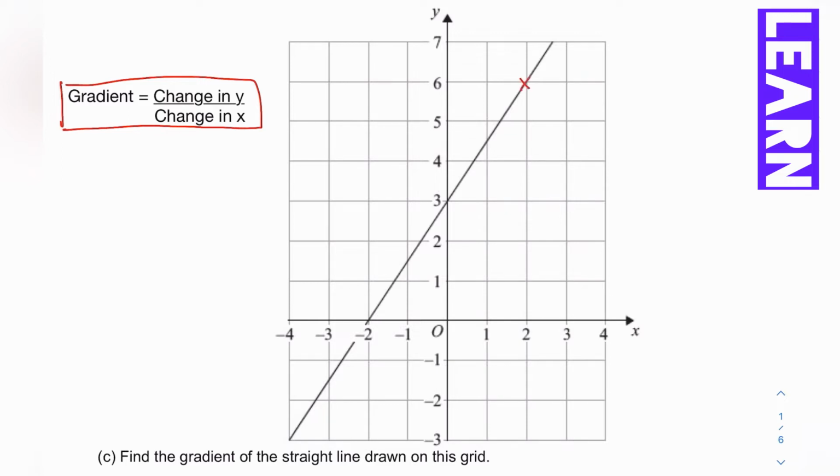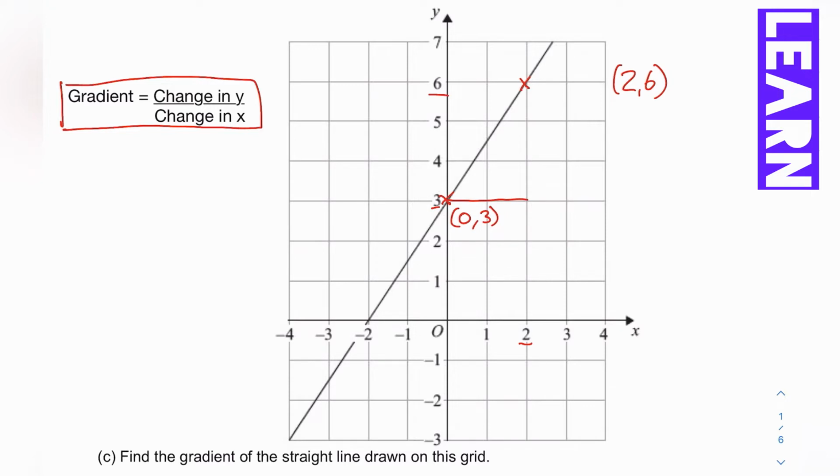So I'm going to pick this coordinate here. My x ordinate is 2 and my y ordinate is 6. So my coordinate is (2, 6). And then you pick another coordinate on your line. So here my x ordinate is 0 and my y ordinate is 3. So now I have found two coordinates which are on my line.